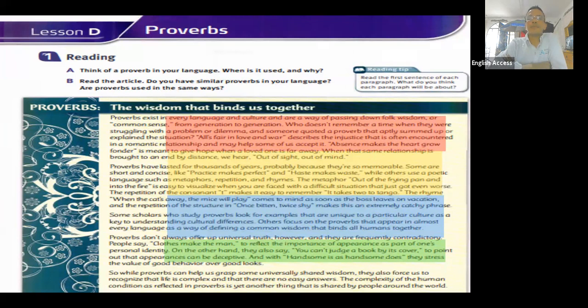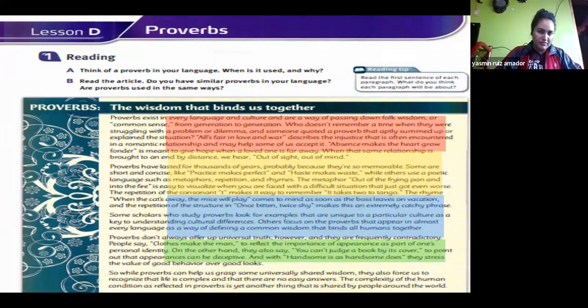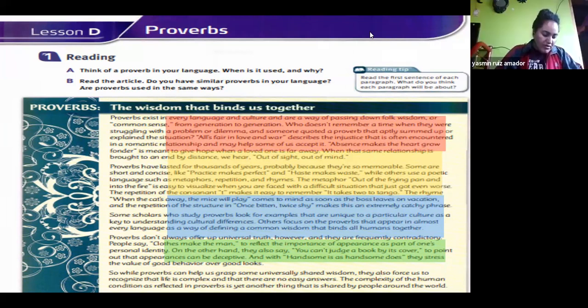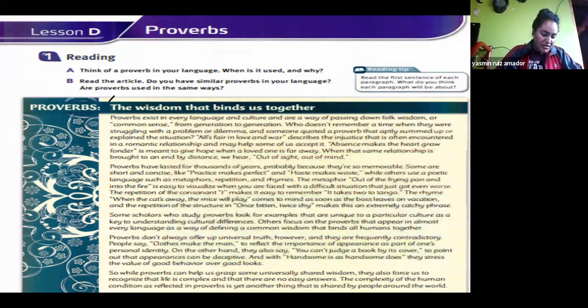The wisdom that brings us together. Proverbs exist in every language and culture and are a way of passing down folk wisdom or common sense from generation to generation. Who doesn't remember a time when they were struggling with a problem or dilemma and someone quoted a proverb that aptly summed up or explained the situation?